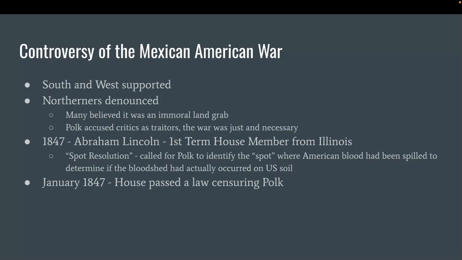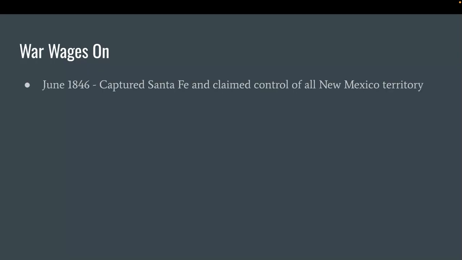However, nothing ever really comes of this, but the House does pass a law in January 1847 censuring Polk. And what that means is essentially keeping him quiet, not allowing him to really do much or speak about the war. So war wages on.